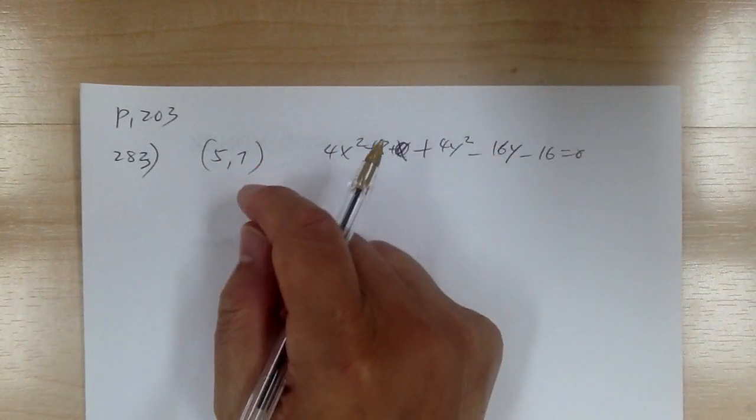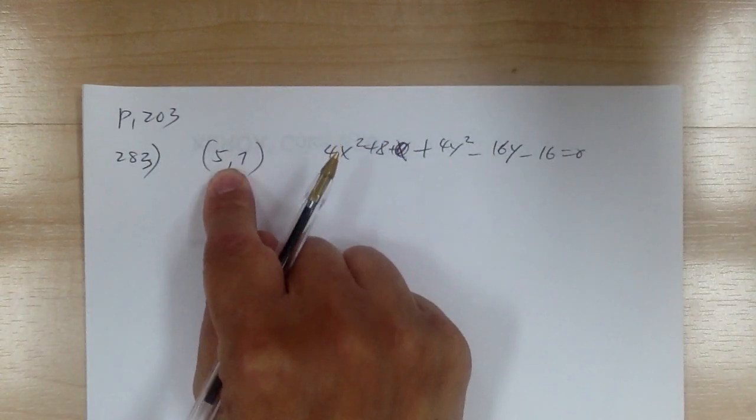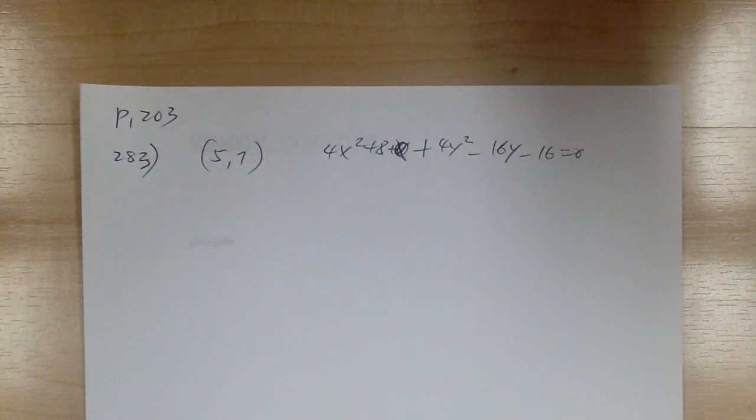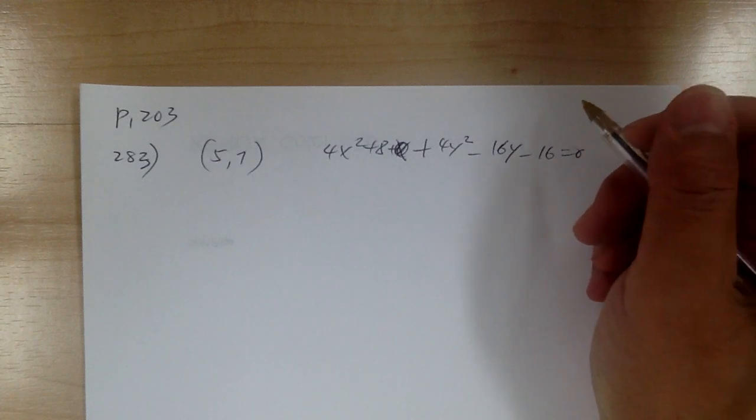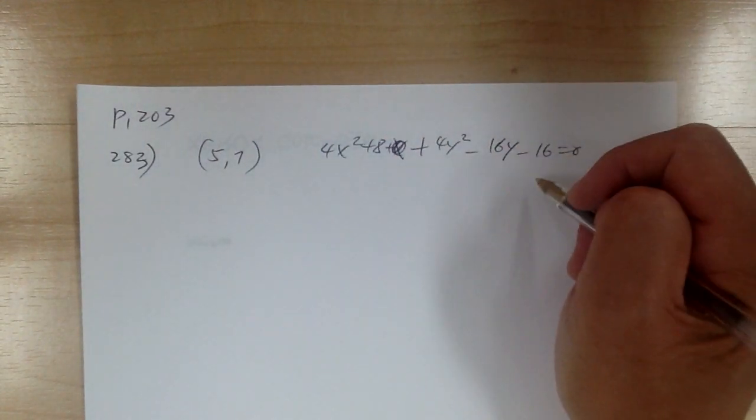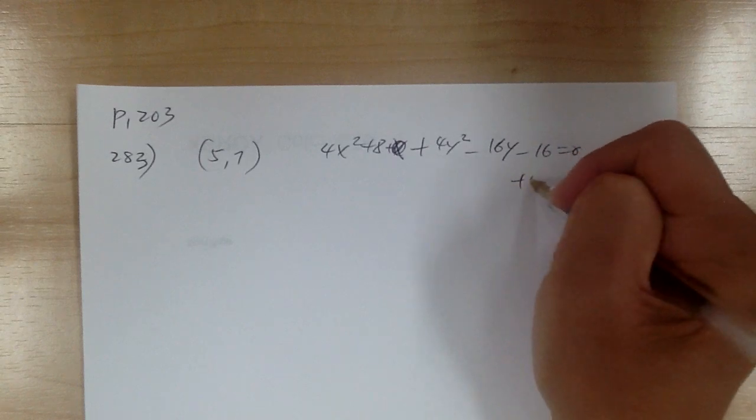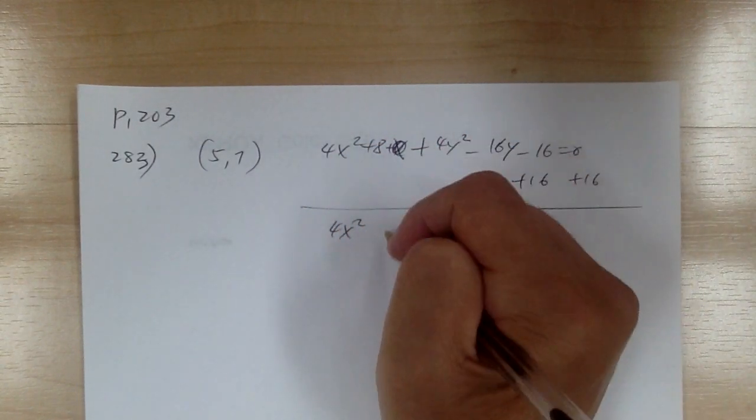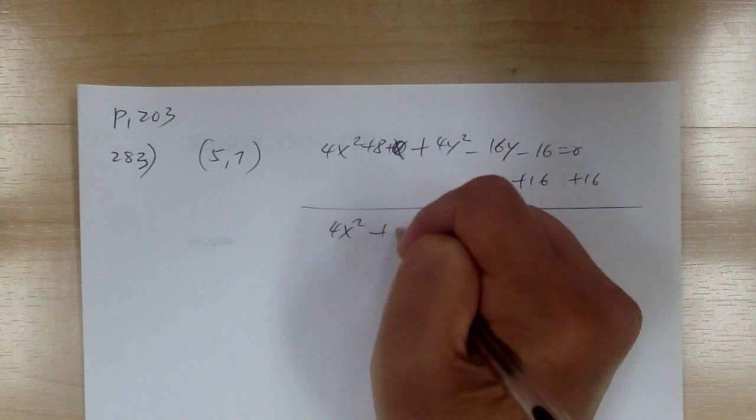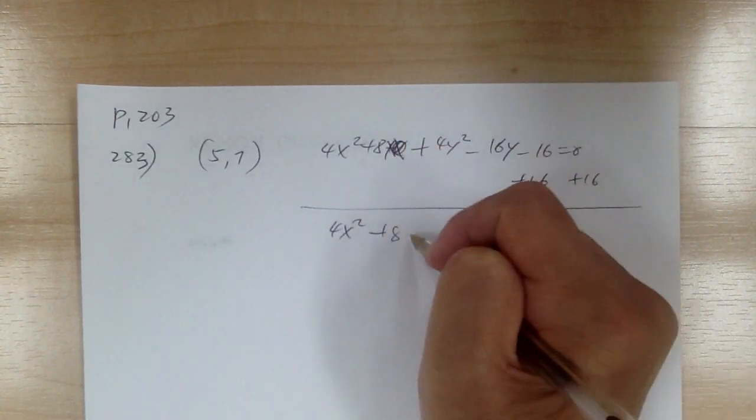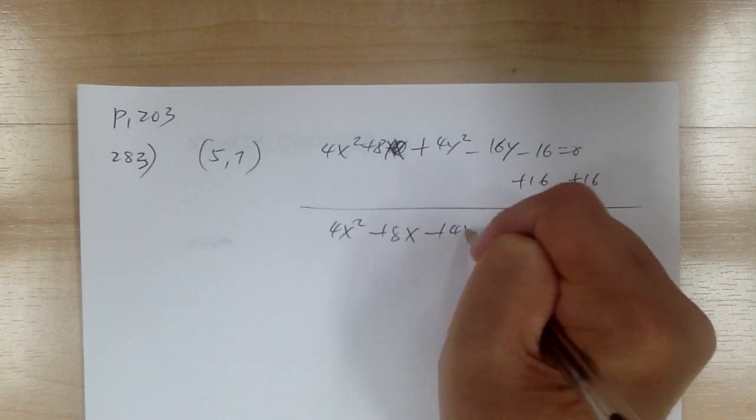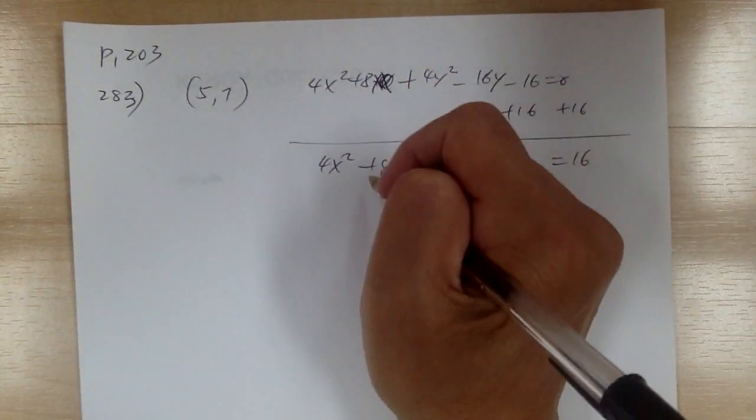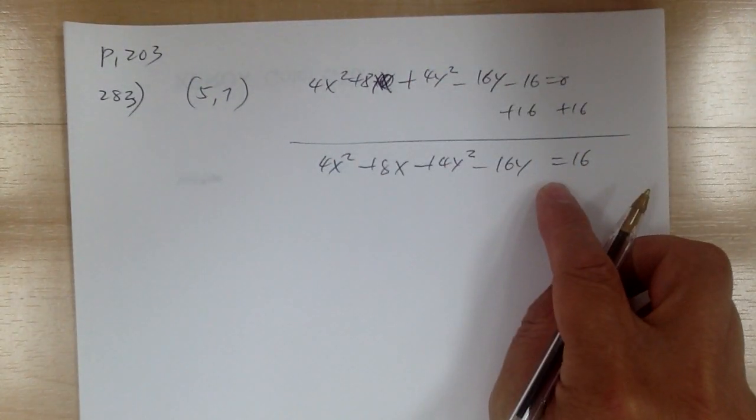So you're looking for the distance between this point and the center of the circle. First we have to find the center. To find the center, we need to complete the square. First, let's move this over. So you got 4x squared plus 8x plus 4y squared minus 16y equal to 16. And next, let's lower the numbers, so dividing by 4.